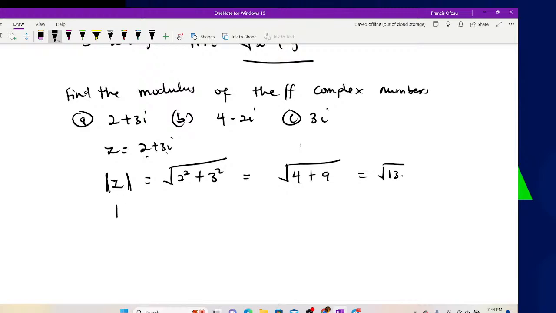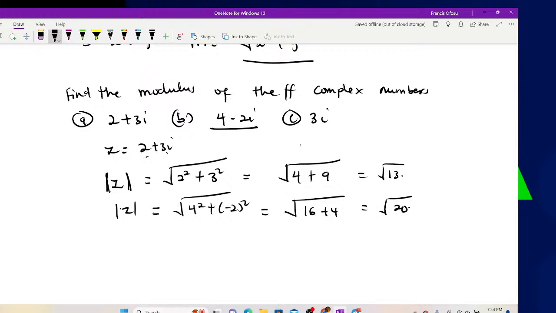For my B part, I'll have the absolute value of Z, which is the distance or the modulus of Z, equal to the square root of 4 squared plus negative 2 all squared. Hence, 4 squared is 16, then negative 2 squared is 4. I'll simply get square root of 20 as my modulus.